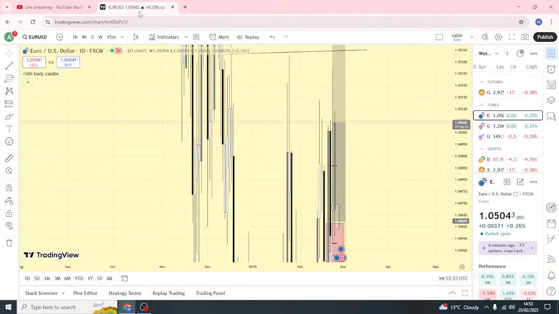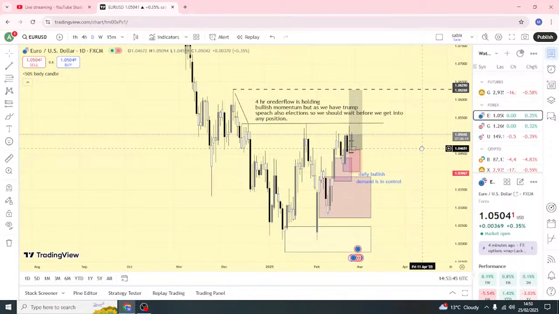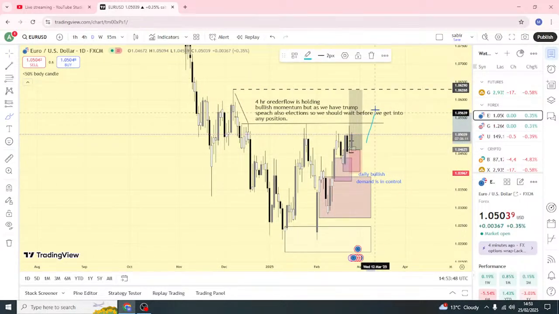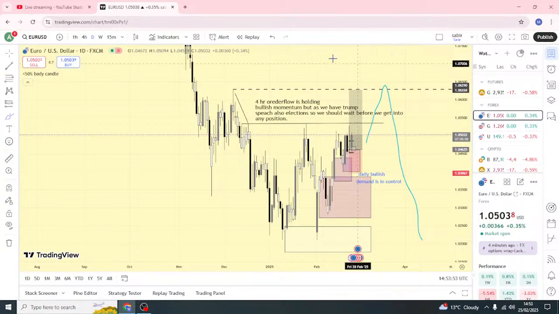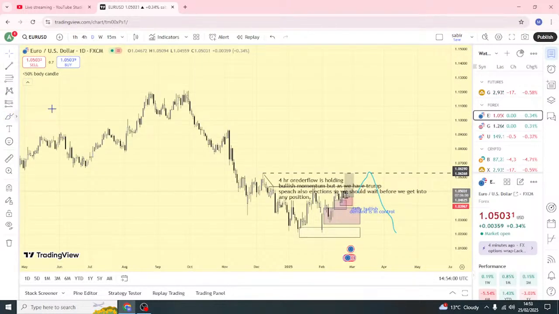Okay, you can very clearly see that the daily is extremely bullish, and we are now looking for a push towards the upside, to liquidate these ascending highs, and then go for a short position. Also, we can see that we have a very overextended move towards the downside right here.